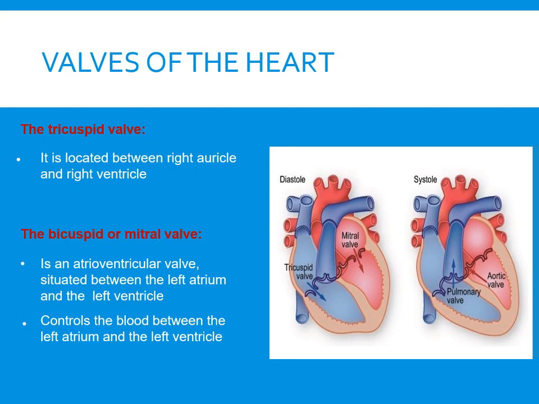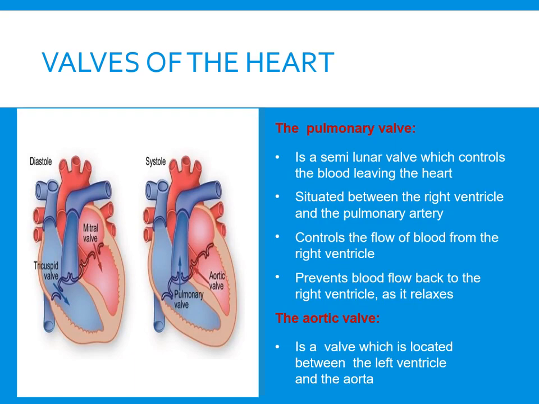It is an atrioventricular wall which is situated between left atrium and left ventricle. So you can see here also in the diagram that mitral wall or the bicuspid wall is present between the left atrium and left ventricle, and its function is to control the blood between the left atrium and left ventricle. Now in this slide we will explore the remaining two walls, that is pulmonary wall and aortic wall. Pulmonary wall is a semilunar wall which controls the blood leaving the heart.